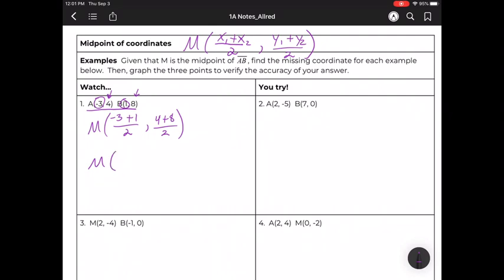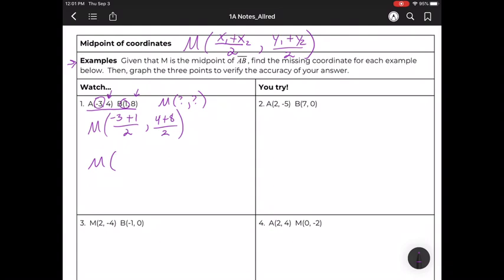And I kind of skipped over the written directions here, so let's look at that real quick. Given that M is the midpoint of segment AB, find the missing coordinate. Well, this time we're missing the coordinate M. I give you A, I give you B, that means we need M. So that's what we're trying to find. Sorry if I overshot that. And then it says we're going to graph these 3 points to verify the accuracy of your answer.